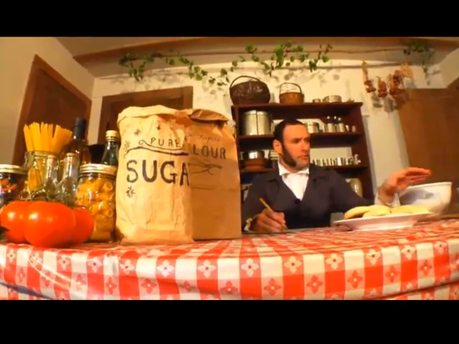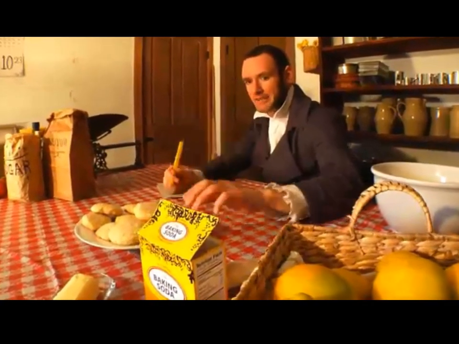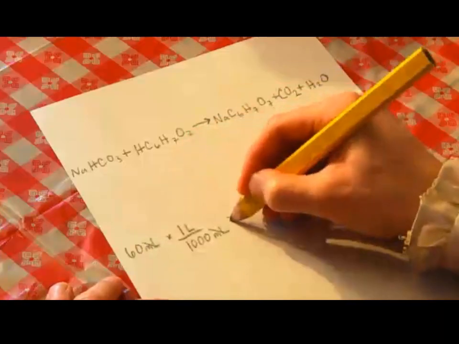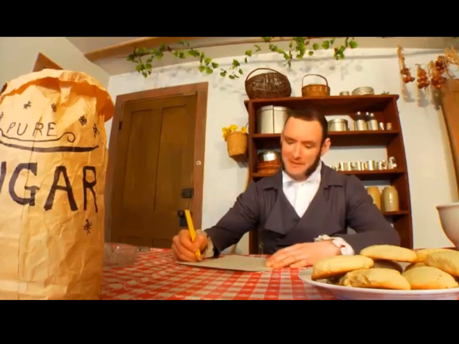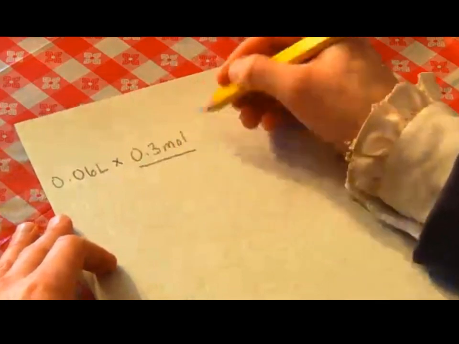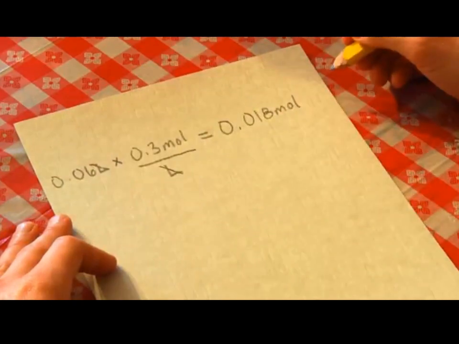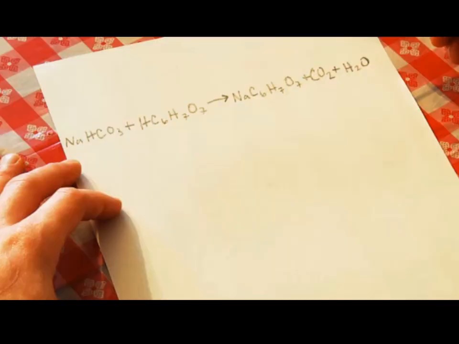So, if we know how much citric acid is in our cookies, we will be able to calculate the mass of the baking soda. The recipe calls for 60 milliliters of lemon juice, and the concentration of citric acid in lemon juice is about 0.3 moles per liter, which means that we have to add 0.018 moles of citric acid. The stoichiometric relationship of citric acid and the baking soda is 1:1. So if we add 0.018 moles of citric acid, we have to add 0.018 moles of baking soda as well.